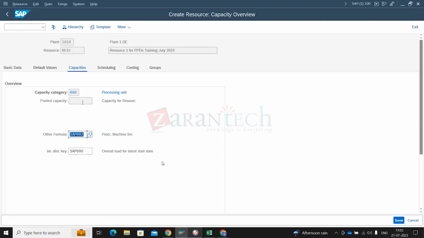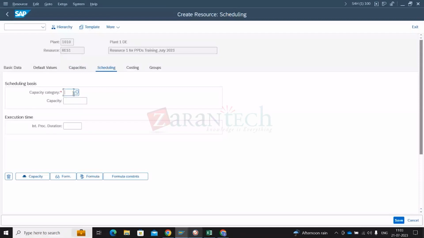Fine. So I entered the formula. Okay. Then go to the scheduling tab and assign the categorization. Otherwise, the resource is not usable. So I'll again use the processing unit. Okay. And I need to assign a formula here. Let me see if there is, yeah, formula is assigned.